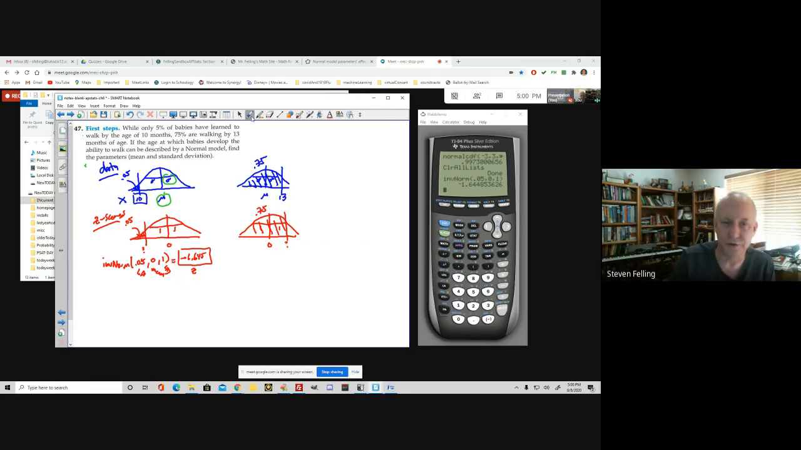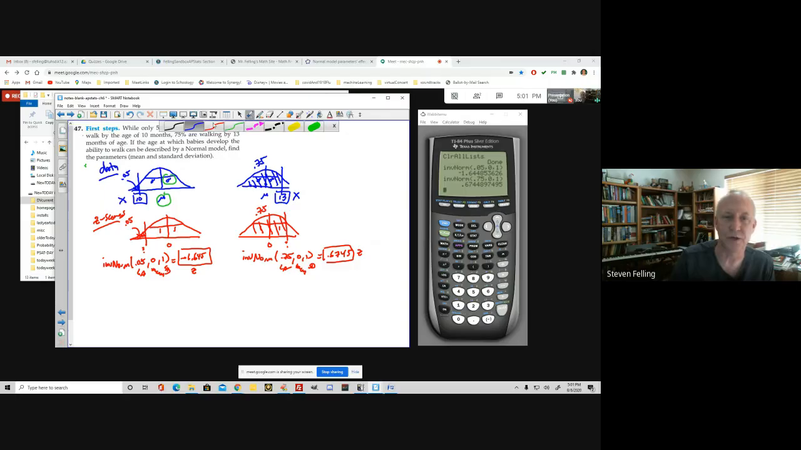I'm going to do the same thing over here, so just bear with me until I finish this. If we said inverse norm with the area to the left of 75% and 0 and 1, left area, mean, standard deviation, I could use a calculator to figure out that in a normal distribution, 75% of the area is to the left of something that is 0.6745 standard deviations above the mean. So this z-score is connected with this data value of 13.